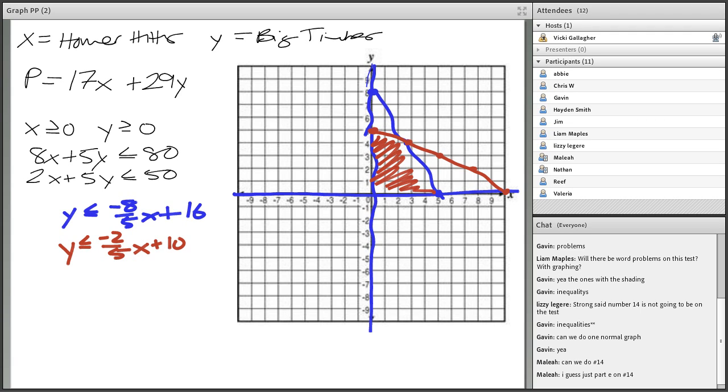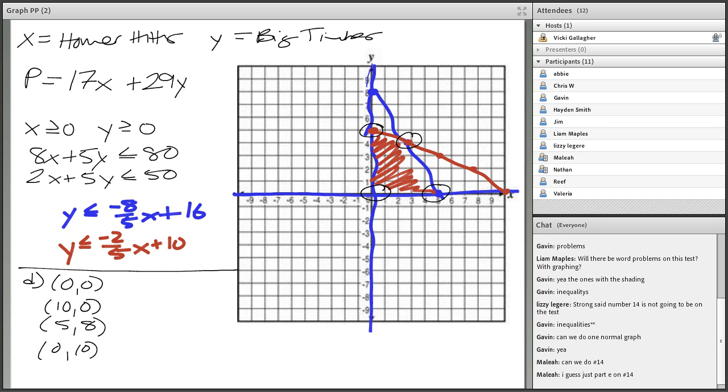Okay, now we're at part D. On part D, this is where we write the ordered pairs for the vertices. Again, there are 4 vertices. My ordered pairs are (0, 0), (10, 0), (5, 8), and (0, 10).